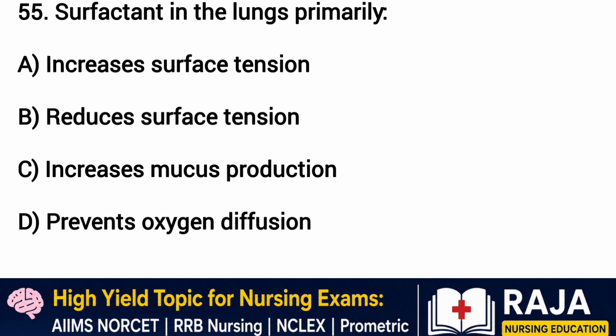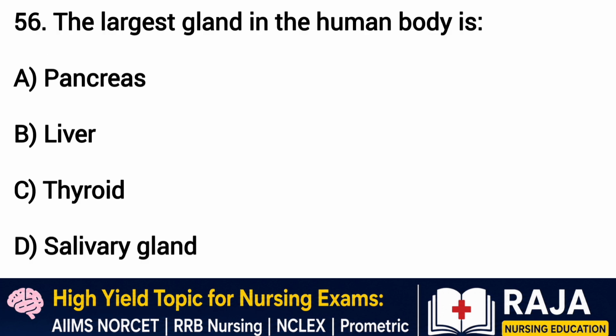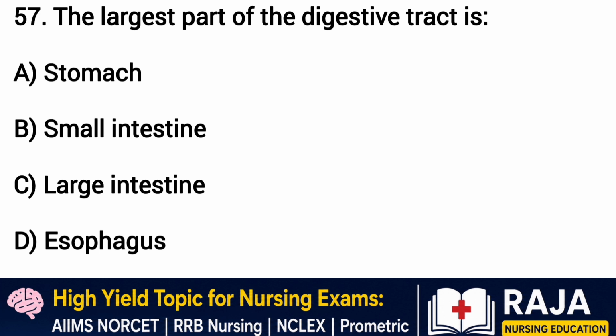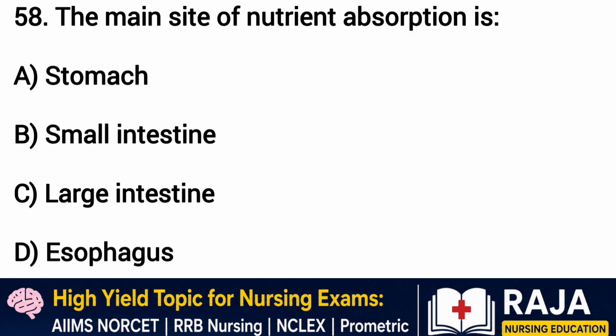Surfactant in the lungs primarily. The answer is B. Reduces surface tension. The largest gland in the human body is. The answer is B. Liver. The largest part of the digestive tract is. The answer is B. Small intestine. The main site of nutrient absorption is. The answer is B. Small intestine.